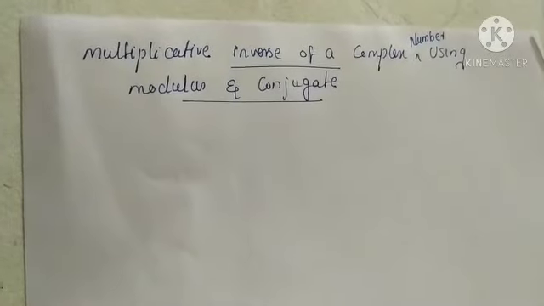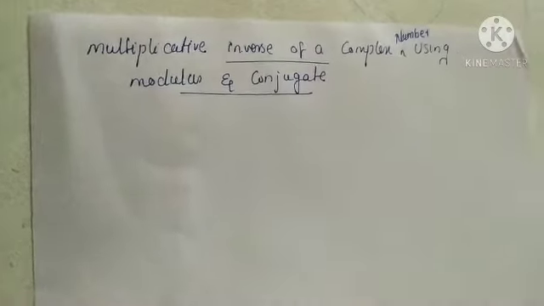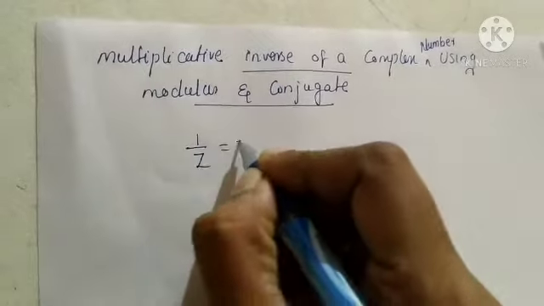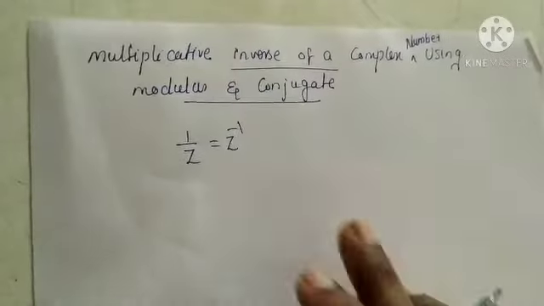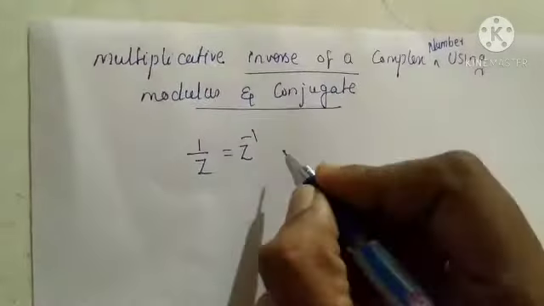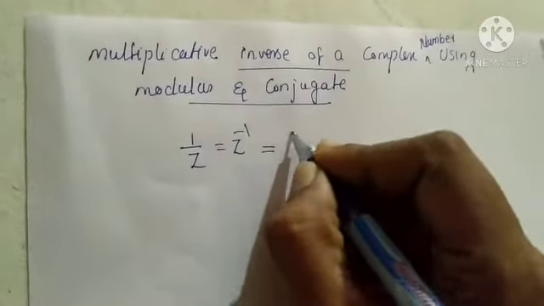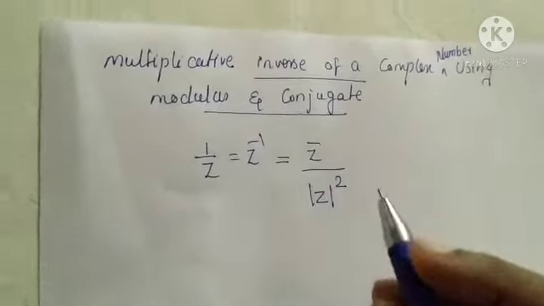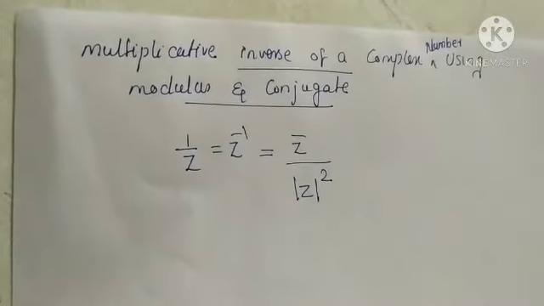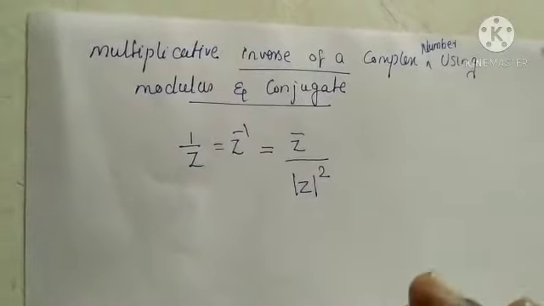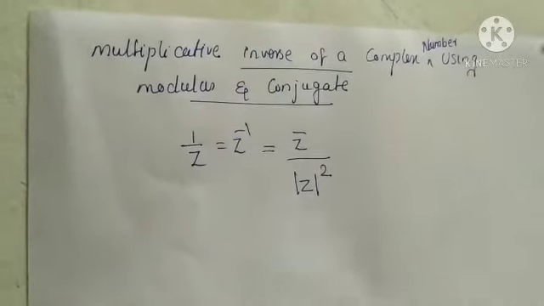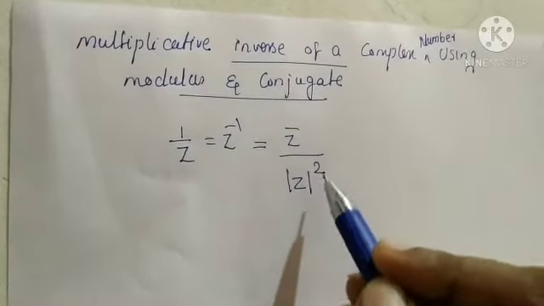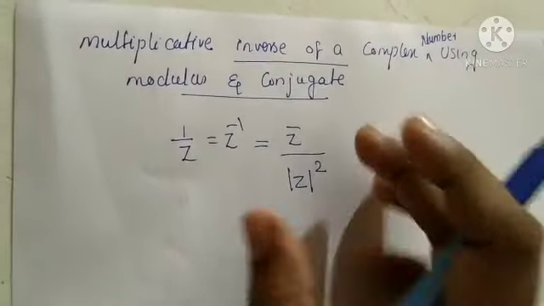Next topic is the multiplicative inverse of a complex number using modulus and conjugate. We know that 1 by z, or z inverse, is the multiplicative inverse, which is equal to z bar divided by mod z square. This is one of the important formulas in the complex number chapter, so everybody must learn this formula by heart. The multiplicative inverse is equal to z bar divided by mod z square.